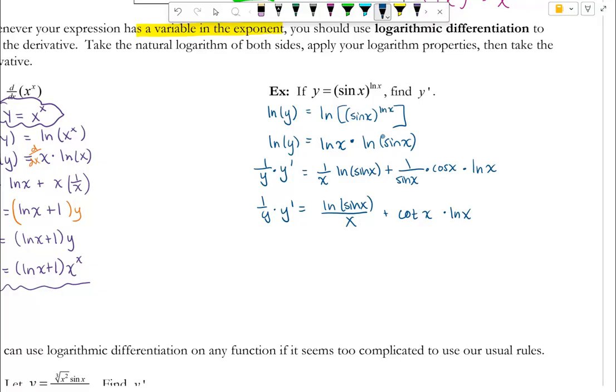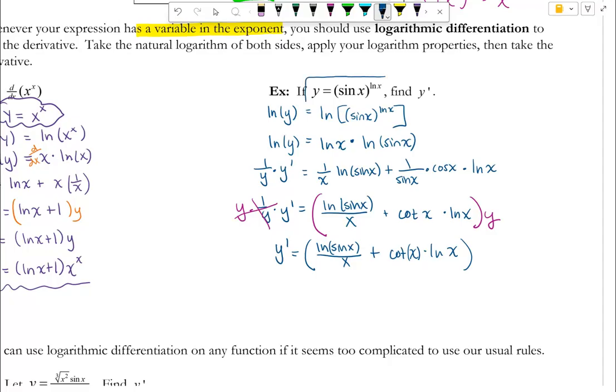I'm going to rewrite that as cotangent of x times the natural log of x. And then finally, we can go ahead and multiply both sides by y because we don't want our derivative to have 1 over y in it. When I do that, I'm multiplying the entire right-hand side of the equation by y. So on the left-hand side, I have y prime. Again, I'm going to rewrite this, the natural log of the sine of x over x plus cotangent x times the natural log of x. And then again, instead of saying times y, I really want to go back and replace y with the sine of x to the power of ln of x.